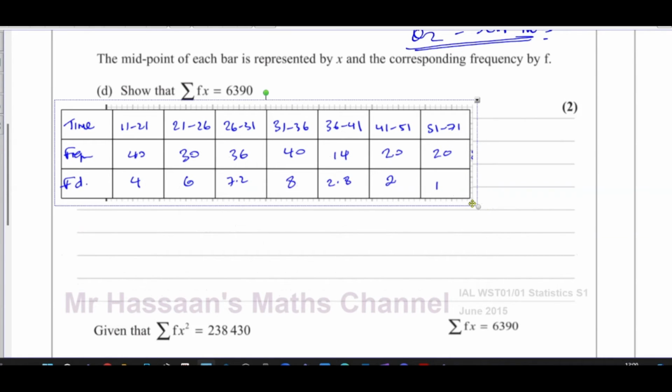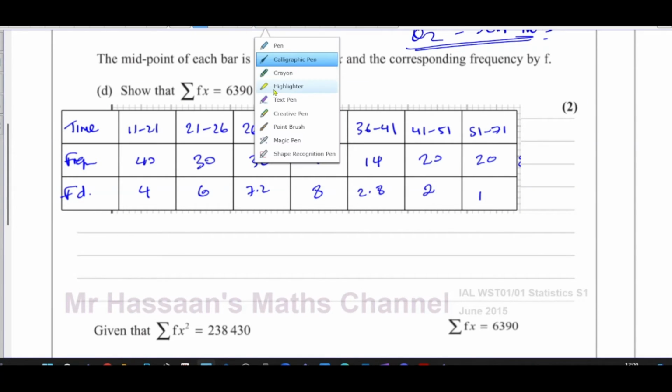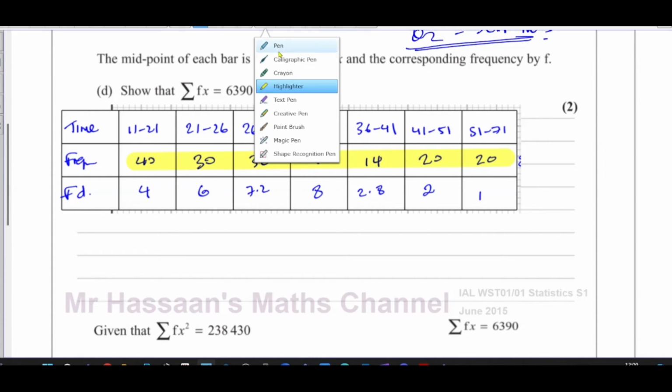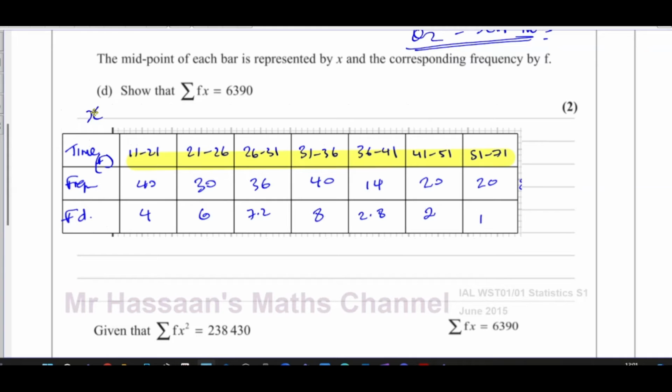Now, it says show that the sum of fx equals 6,390. We've got the frequencies here, so I'll just highlight the frequency. That's f. And x is going to be the midpoint of these groups. I'll write the x's up here, halfway between these groups. So to find the midpoint, we add them together and divide by 2.